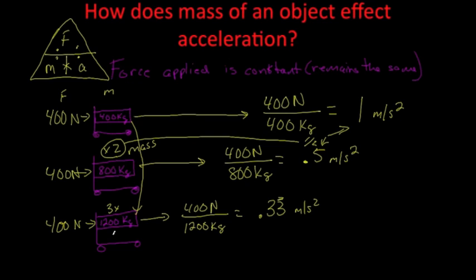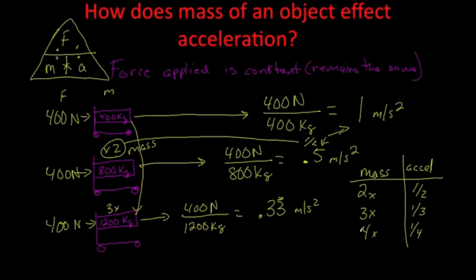So if you remember, Newton's second law said if you double the mass, you halve the acceleration. If you triple the mass, you third the acceleration. It's an inverse proportion. So here you'll see, if we did a t-chart with mass and acceleration, if you double the mass, you halve the acceleration. You triple the mass, you third the acceleration. You quadruple the mass, you fourth the acceleration. So you'll see this is called an inverse proportion.